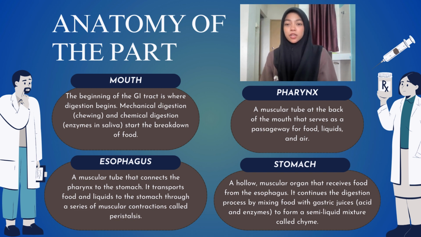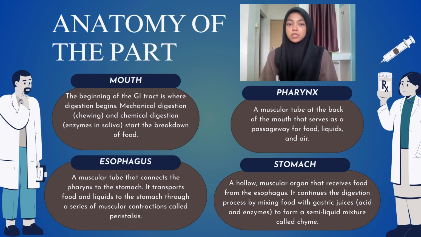So I'll start off with our mouth. Our mouth is the beginning of the tract. It's where digestion begins. Mechanical digestion and chemical digestion start the breakdown of the food. Next will be our pharynx. The pharynx is a tube at the back of the mouth that serves as a passageway for food, liquid, and air. Next will be our esophagus, which is also a muscular tube that connects the pharynx to the stomach. It transports food and liquid to the stomach through a series of muscular contractions called peristalsis.